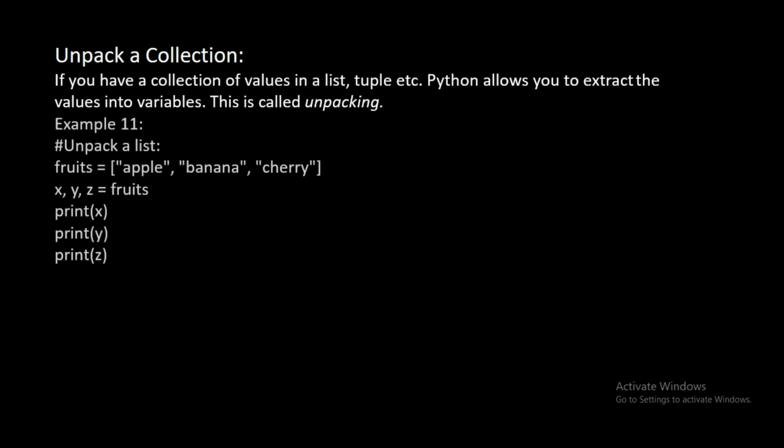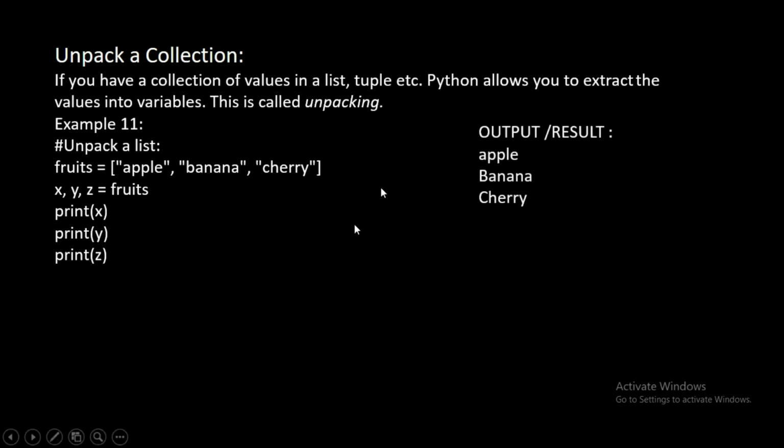In this example you can see we have fruits. We are giving the names of the fruits: banana, apple, and cherry, and then writing x, y, z = fruits. What will this do? The first string will be assigned to x, the second string to y, and the third string to z. Compile this program and you will see the output apple, banana, and cherry, right? So this is called unpacking a collection.